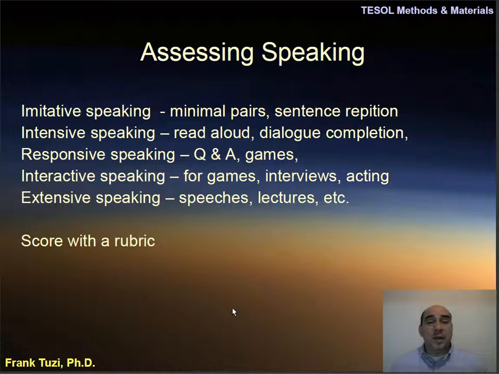Score things with a rubric so that you can show them not only a general score for speaking, but you can show them their pronunciation, their diction, how loud they were, right? How expressive they were. And so there's a variety of things that you can look at to help them improve their overall speaking abilities.